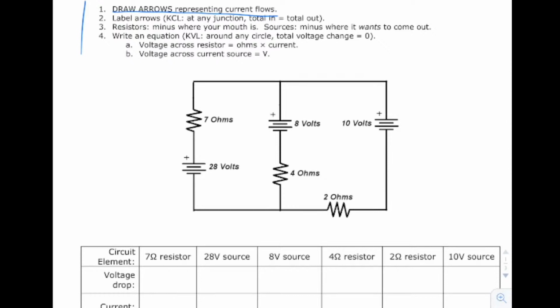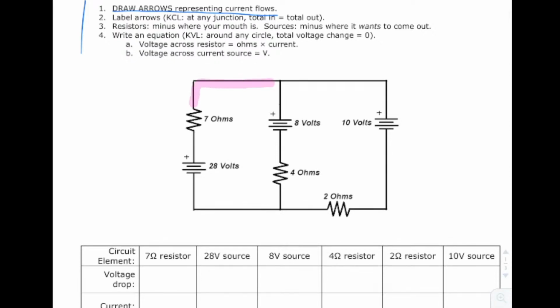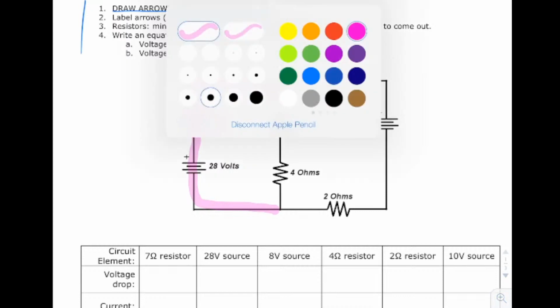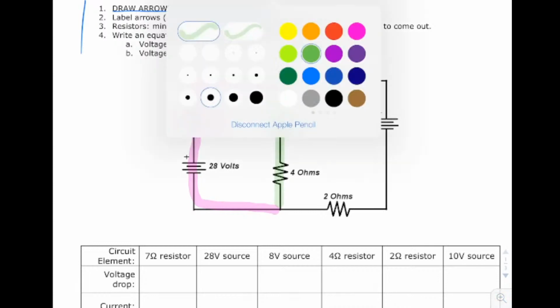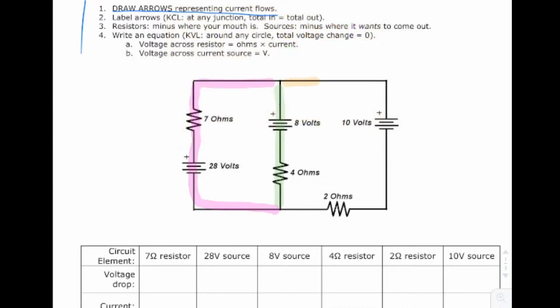Well, you've got a branch that goes from here to here. That's all going to be the same current going through that pipe. You also have another branch just from here to here, right? So that's going to be its own flow. And then you also have another branch that starts here and goes all the way around like this. Three branches, three branch currents. We're going to have three different currents that we have to solve for.